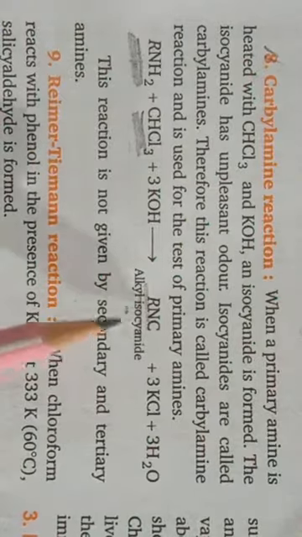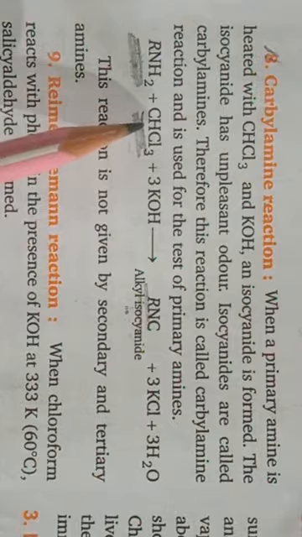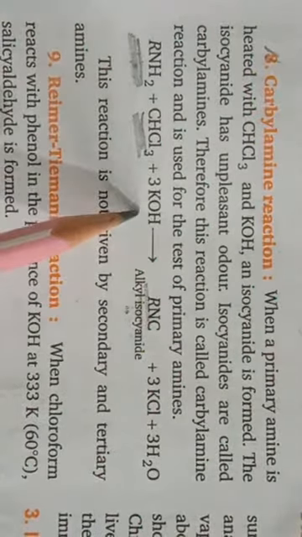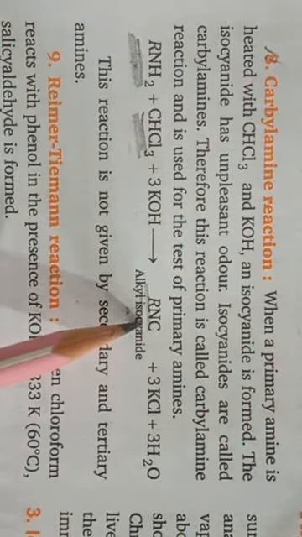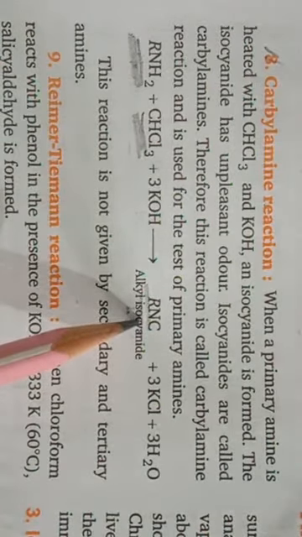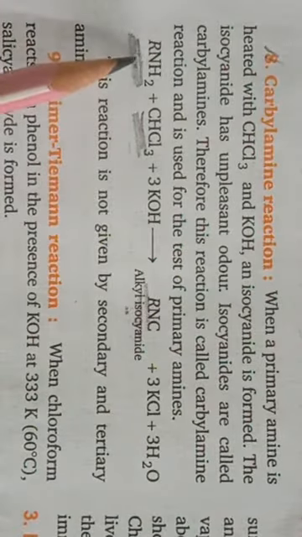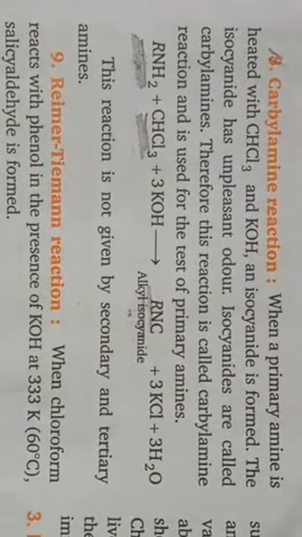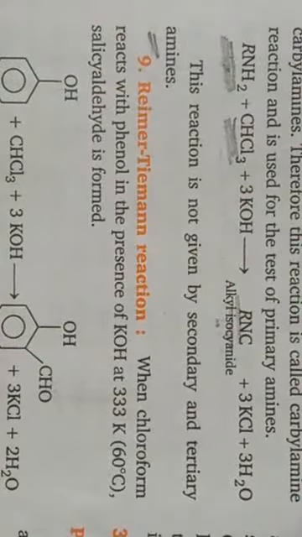So in this reaction, primary aromatic or aliphatic amines react with chloroform and KOH. The related isocyanide is formed, which is a foul smelling or bad smelling substance, and the formation of this bad smelling substance proves that a primary aromatic or aliphatic amine is present. This reaction is not given by secondary and tertiary amines.